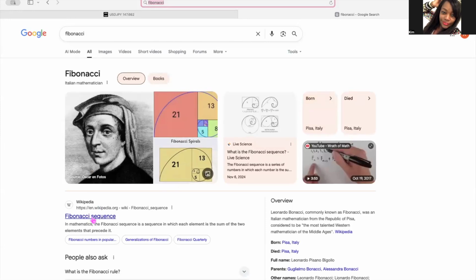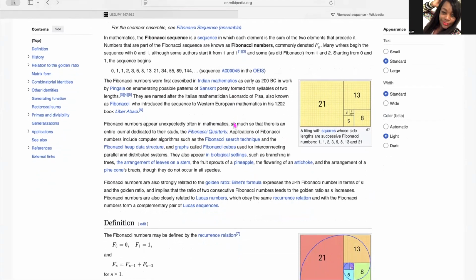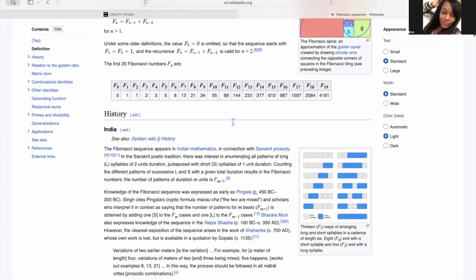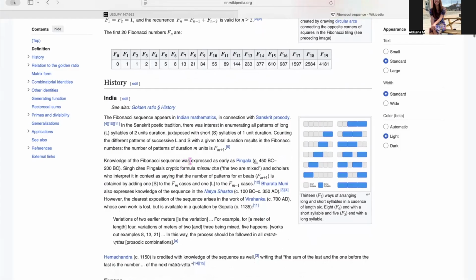And I was good in math, but oh, so this is actually a math thing. It's some mathematical sequence that somebody came up with back in, let's see, BC somewhere. I don't know. Fibonacci was expressed as early as 450 BC, 200 BC.